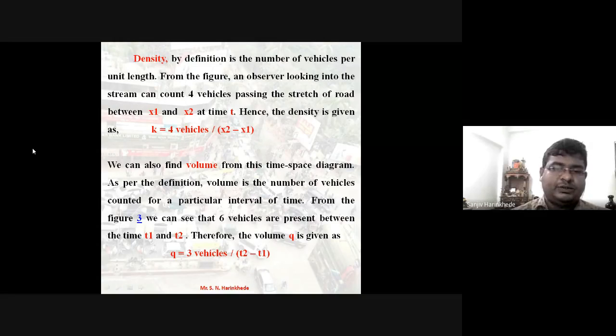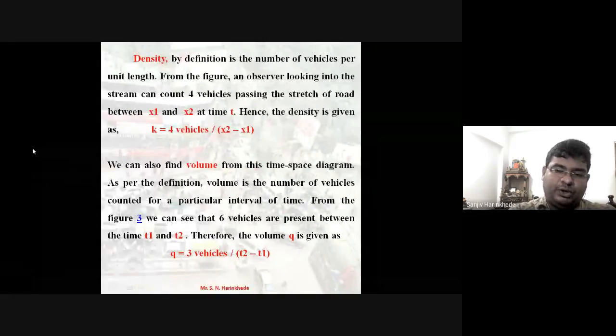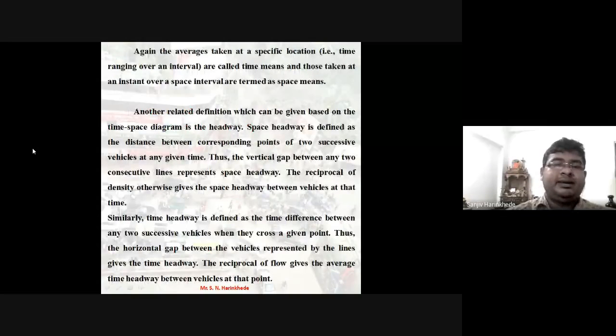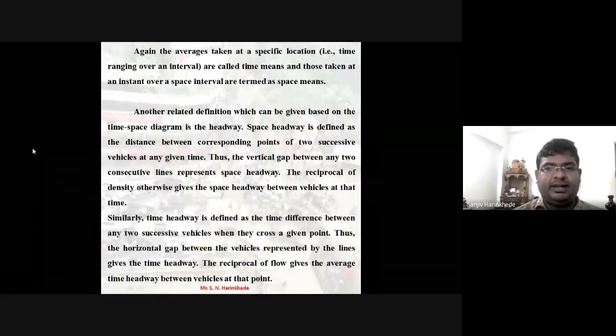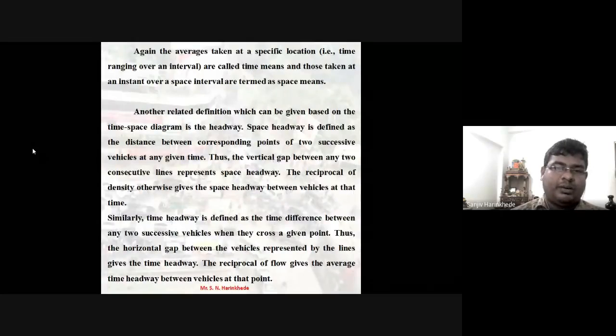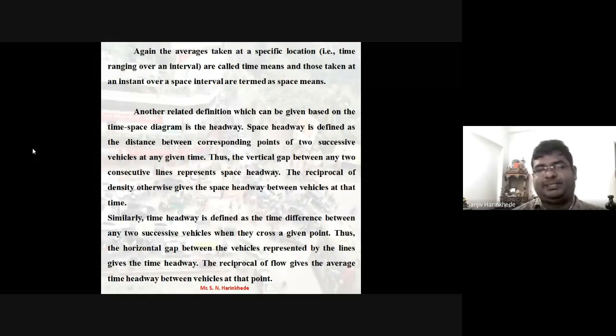We can also find volume from this time space diagram. As per the definition, volume is the number of vehicles counted in a particular interval of time. From figure 3, we can see 6 vehicles are present between time t1 and t2. Therefore, the volume Q is 3 vehicles divided by (t2 minus t1). Again, the averages taken at a specific location over a time interval are called time mean, while those taken at an instant over a space or interval are termed space mean.